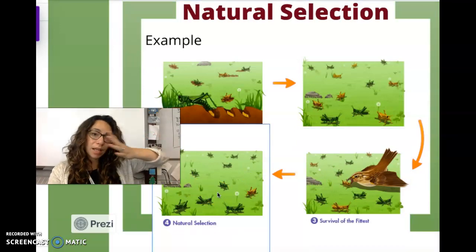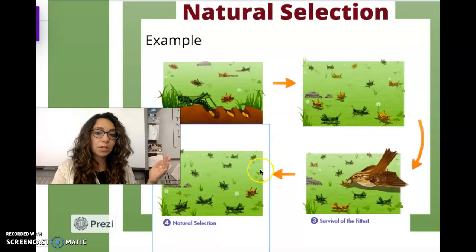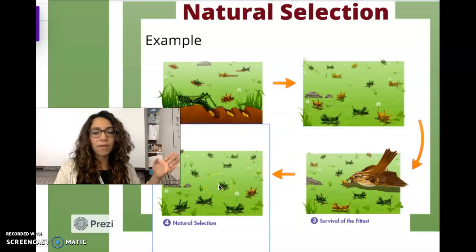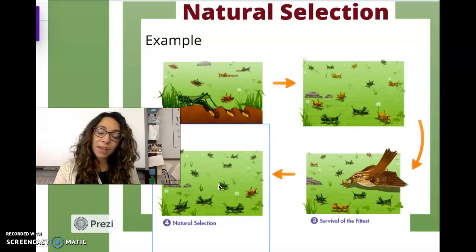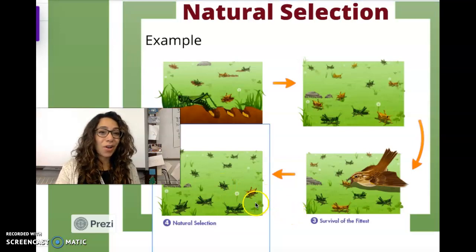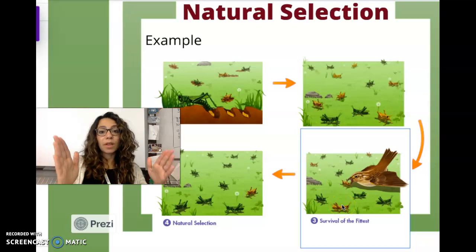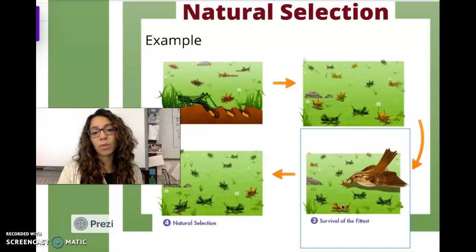So over many generations, we may end up with more green grasshoppers than tan grasshoppers because those are the ones that can survive and reproduce more frequently in their environment. Maybe if the environment changes and there's a drought and the grass is all burnt colored, maybe the tan ones will survive more frequently. So then there'll be a shift in which phenotype is the one that's seen more frequently in a population.